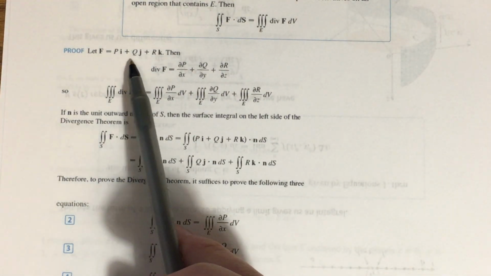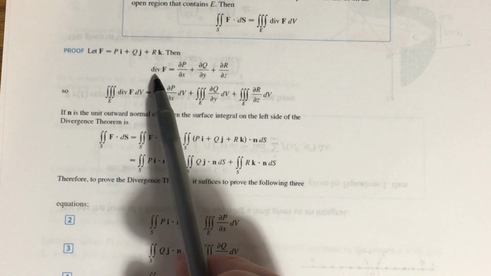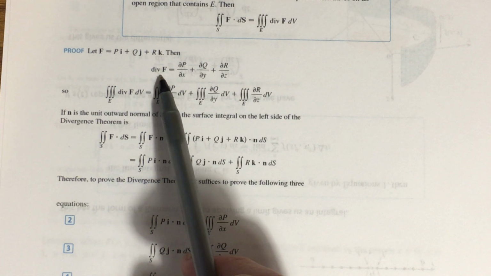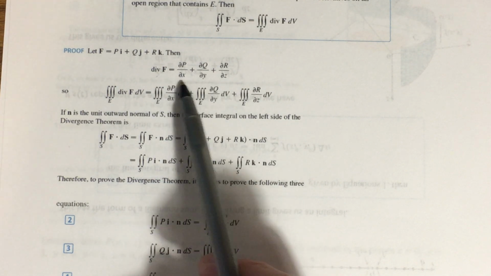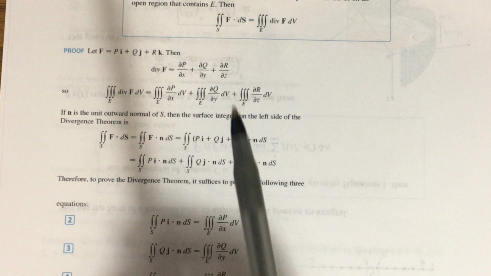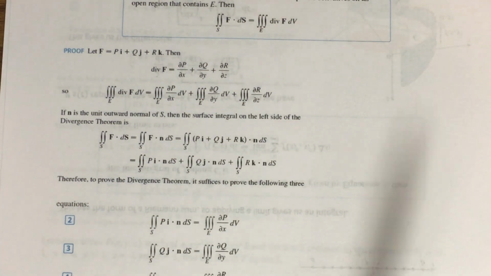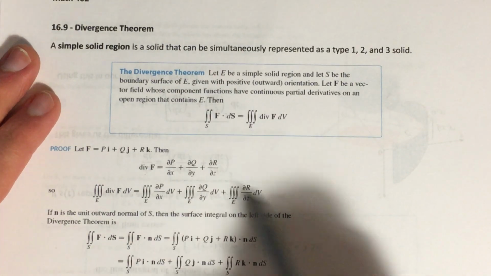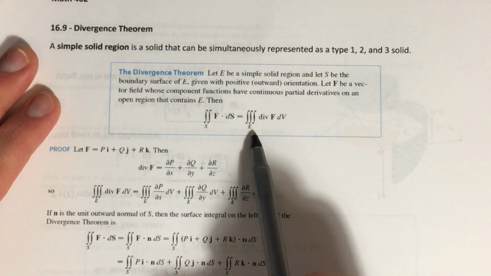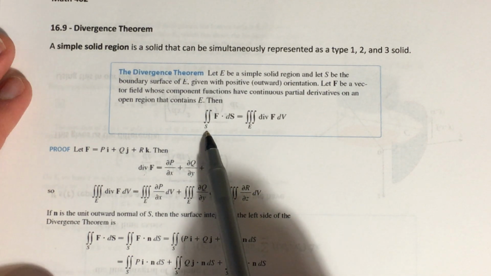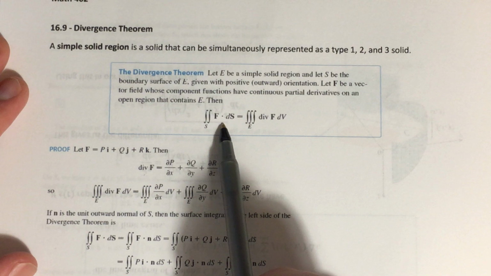F is going to be Pi plus Qj plus Rk. And what that means is that if we wanted to actually evaluate the divergence of F, this is by definition the divergence of F. So remember, the goal here is to show that under the assumptions about the solid region E and the boundary surface S, these two integrals are equal to each other.